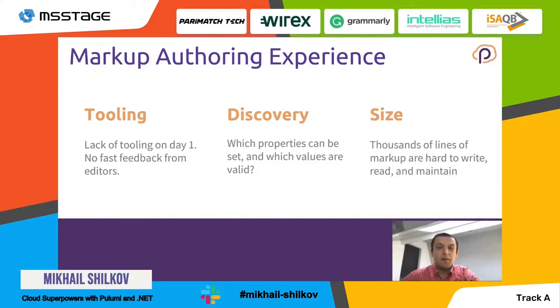Second is that discovery is sort of problematic. You usually end up finding some examples online and copy pasting them into your markup and then tweaking them to your needs instead of just authoring from scratch. And because these markup files operate on a low level, usually the size of the definitions is pretty big. So if you create your ARM templates, as I alluded in my introduction, you end up with lots and lots of lines of JSON because there is no first-class level to create abstractions.